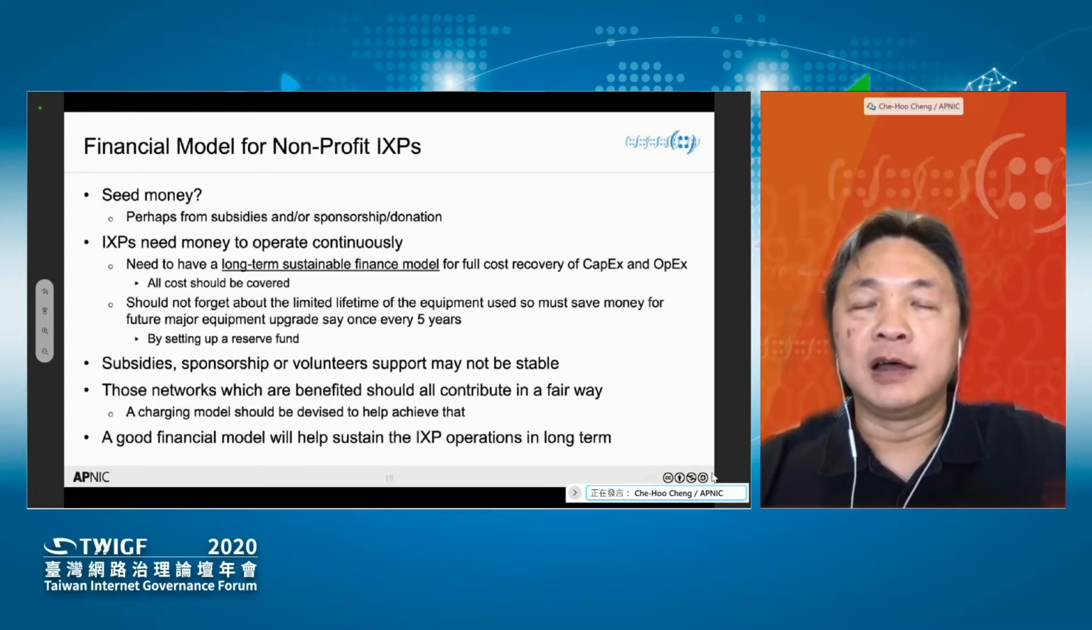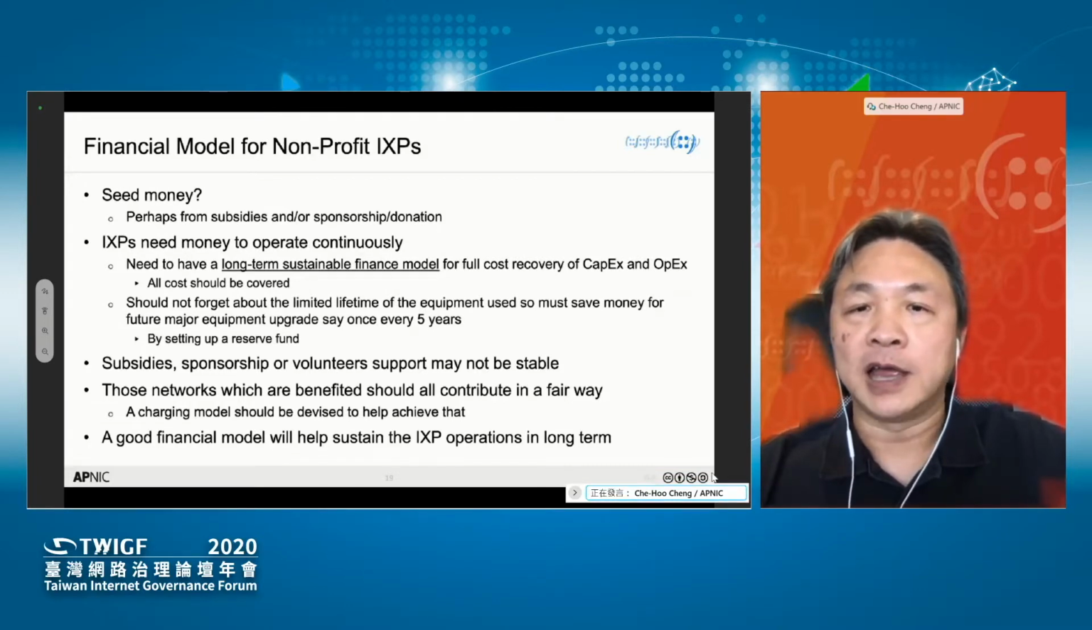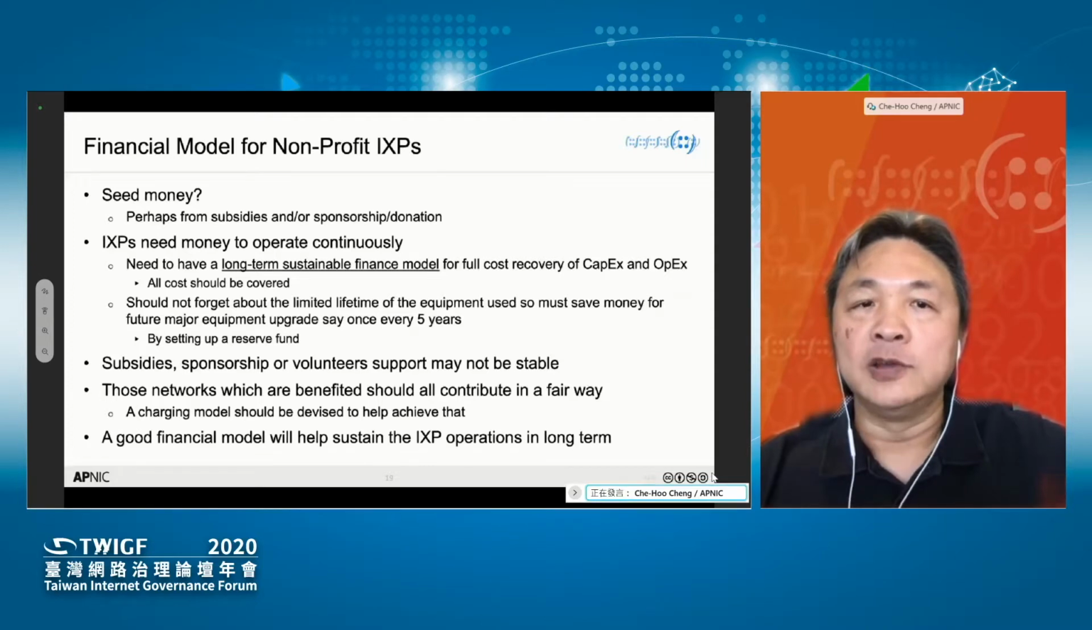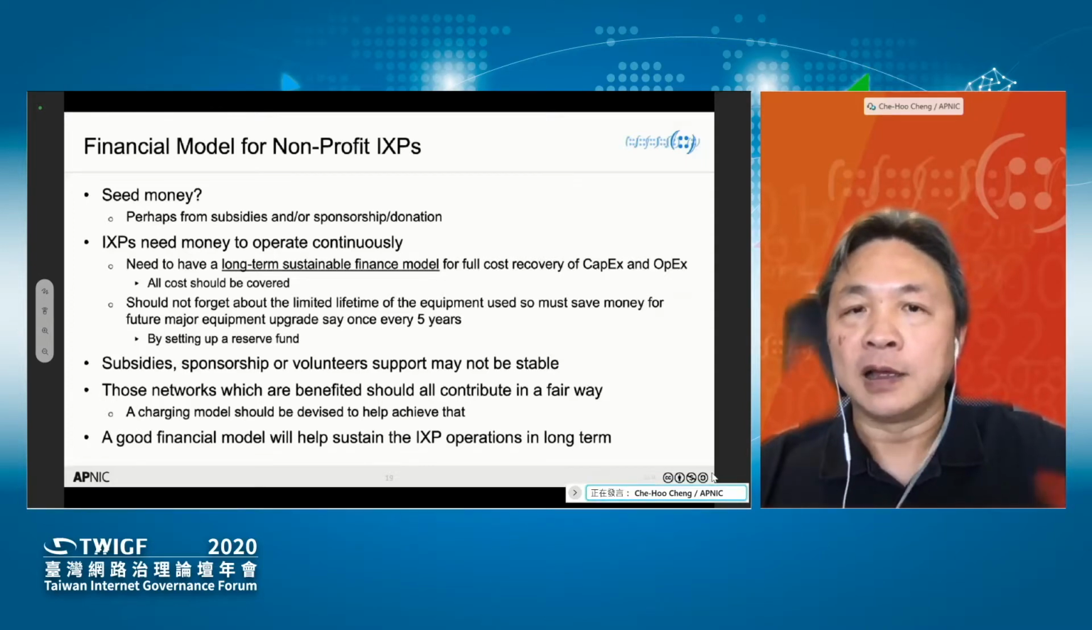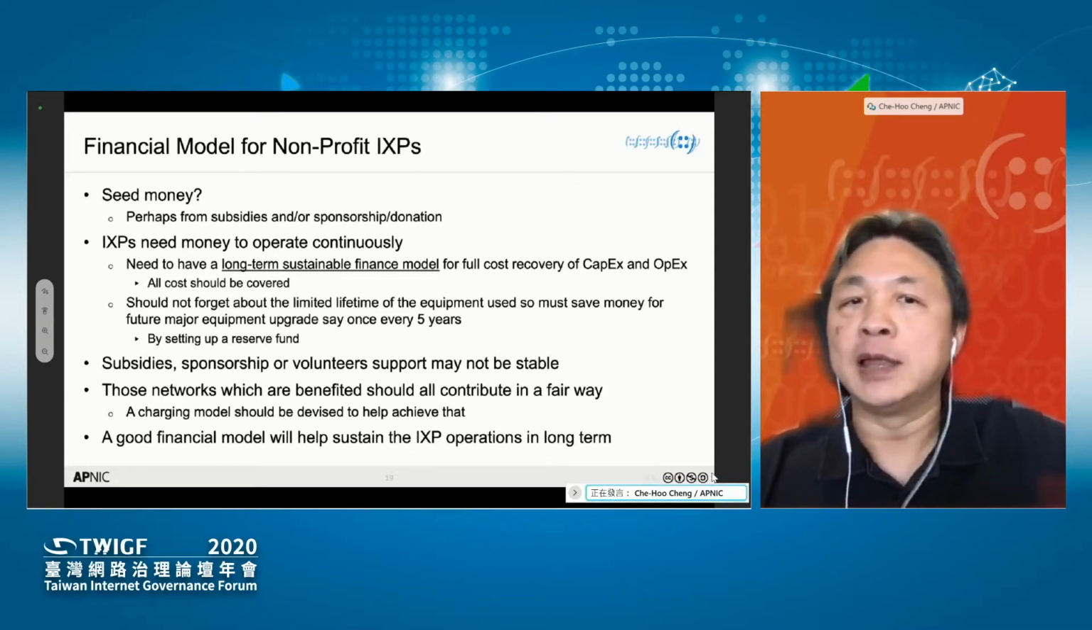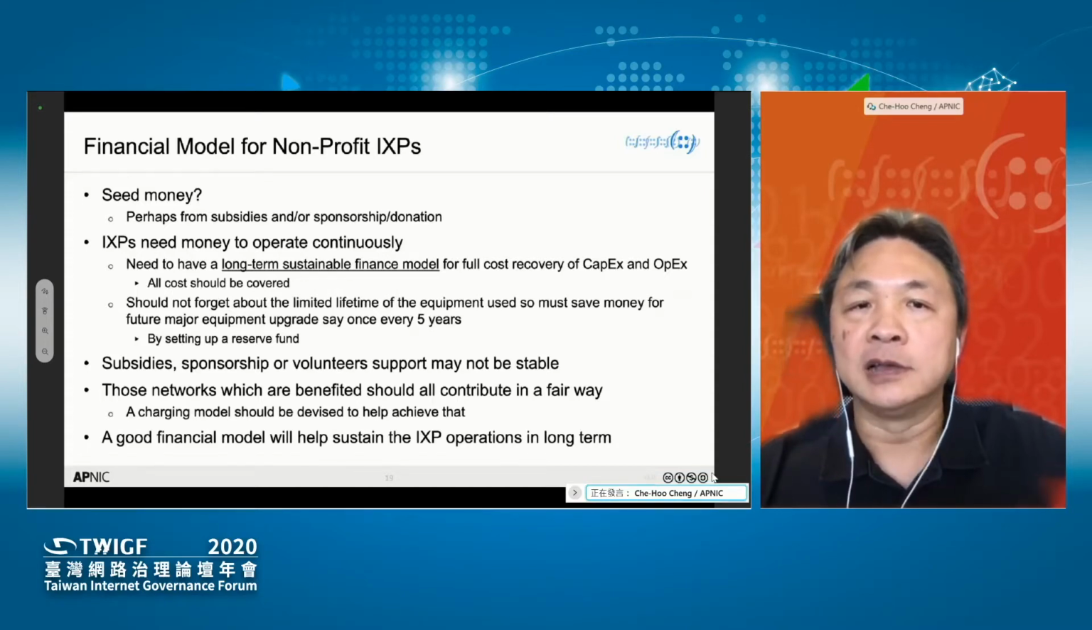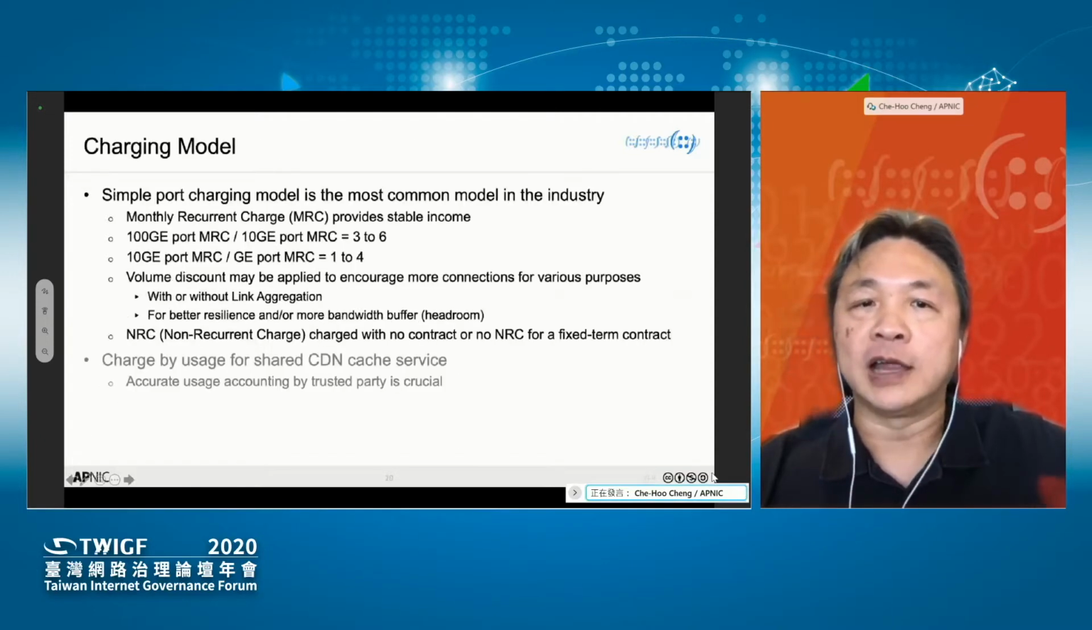Financial model, even for non-profit IX, is very important, because you need a long-term sustainable model in order to sustain, because it's for the long term. You may need seed money from someone, maybe the government, maybe other organizations, and after that you need to have a long-term sustainable charging model like this one.